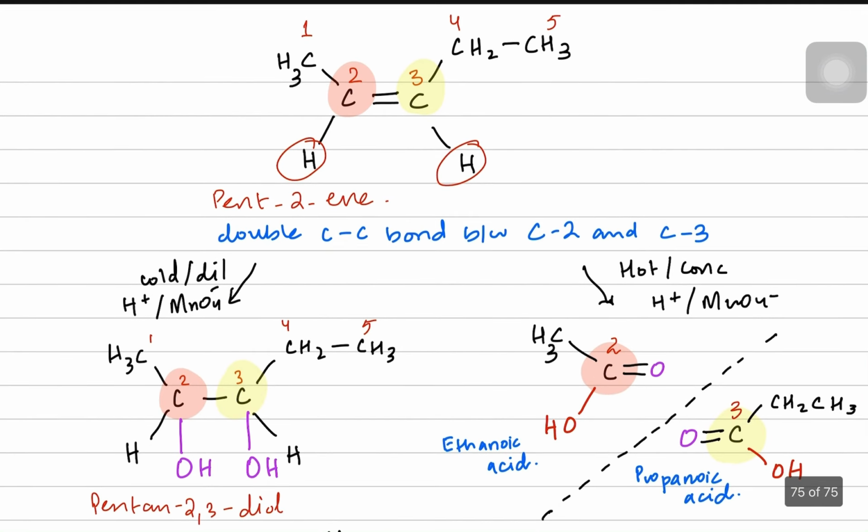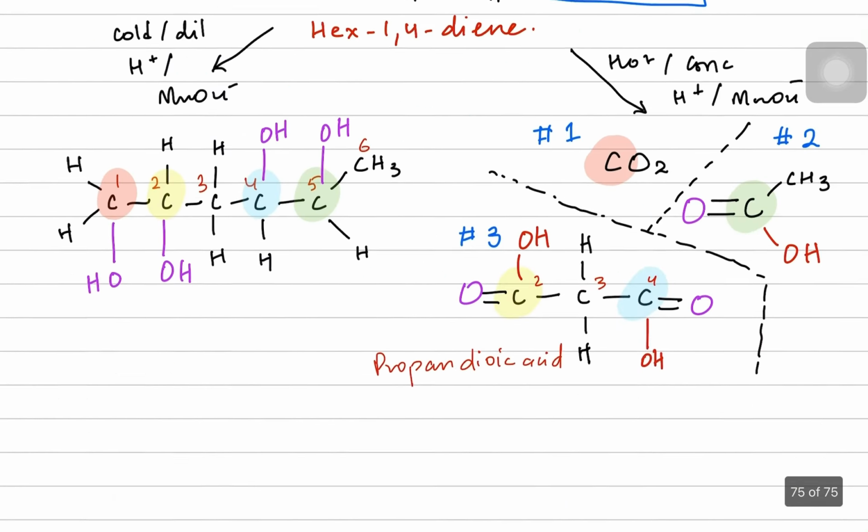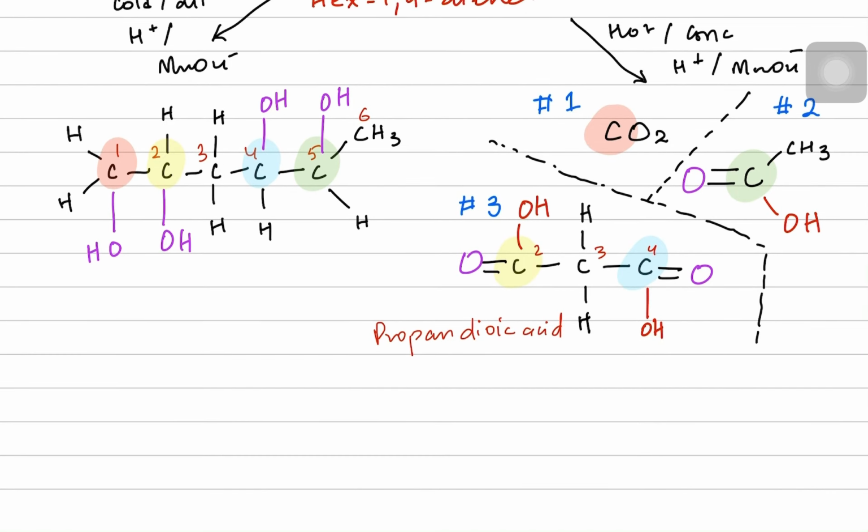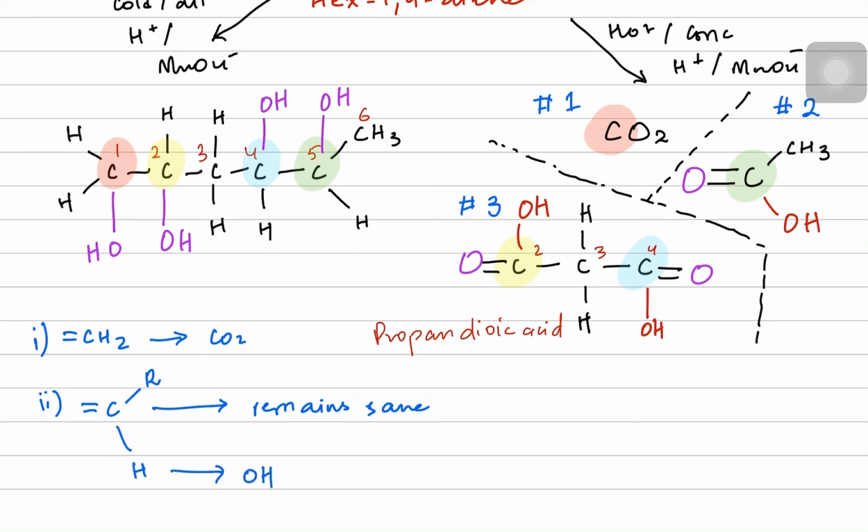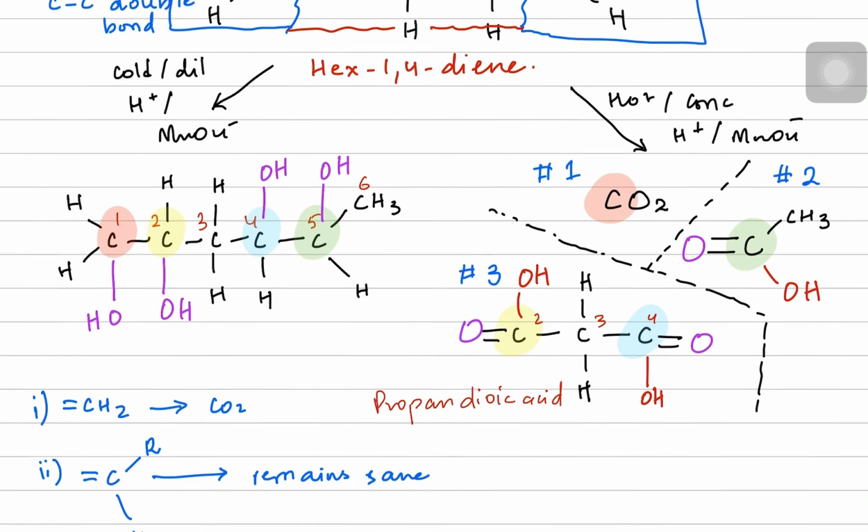We did some examples, we noticed few things. Number one, the terminal carbon-carbon double bond becomes carbon dioxide. We studied the second portion that if a carbon-carbon double bond has methyl group, it remains the same. But if it has H, the H will become OH. So we should consider these ideas while we are doing these questions.